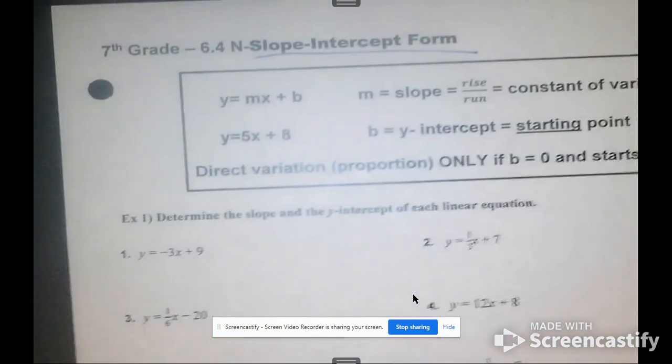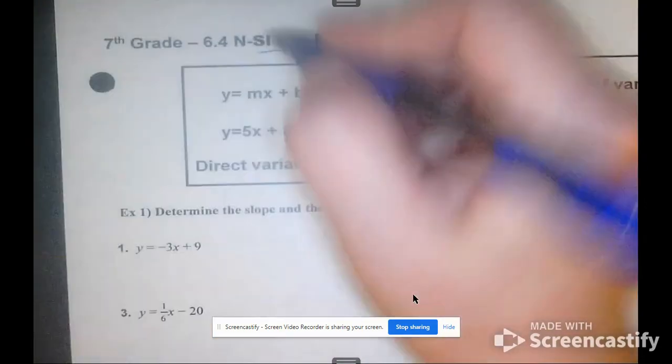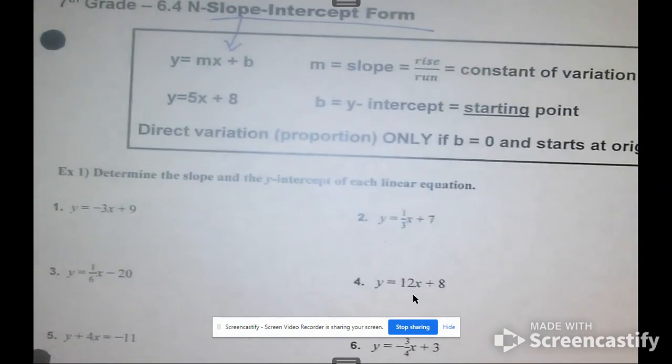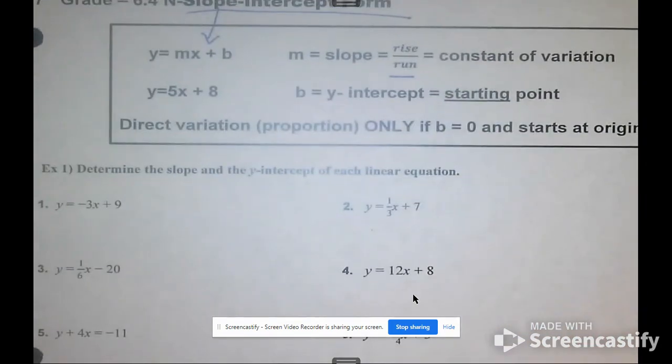So slope-intercept form, when it asks you to write something in slope-intercept form, it is referring to y equals mx plus b. Okay? Now, we have been talking about slope. What is slope also known as? Rise and run. Okay, rise over run.